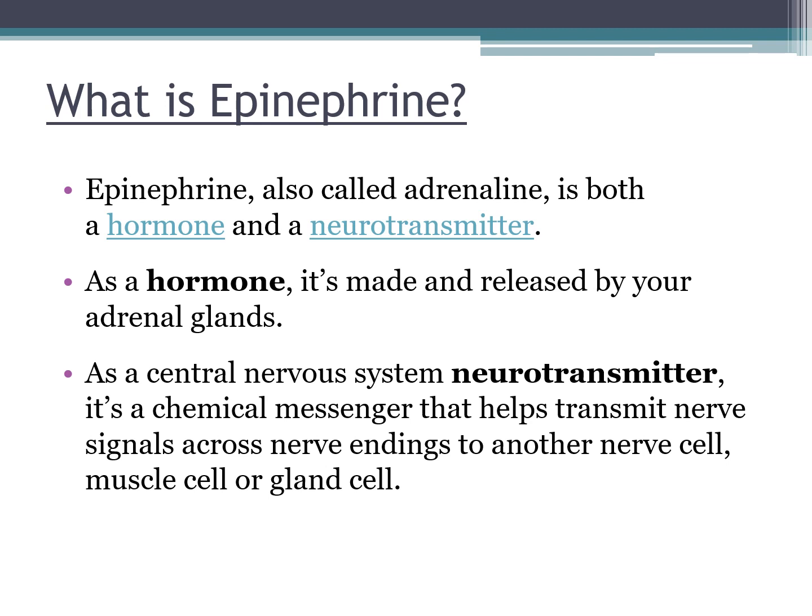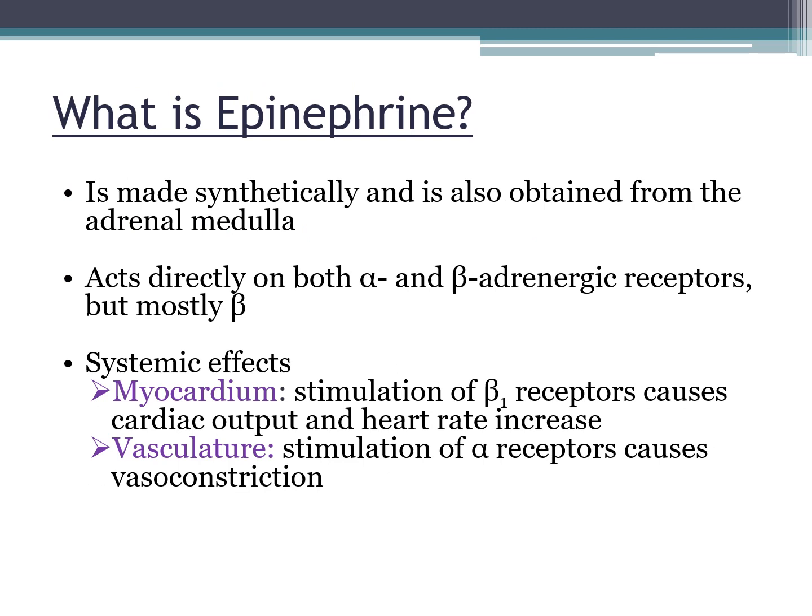What is epinephrine? Epinephrine is also called adrenaline and is both a hormone and a neurotransmitter. So, as a hormone, it's made and released by your adrenal glands. As a central nervous system neurotransmitter, it's a chemical messenger that helps transmit nerve signals across nerve endings to another nerve cell, muscle cell, or gland cell. It is made synthetically and is also obtained from the adrenal medulla.